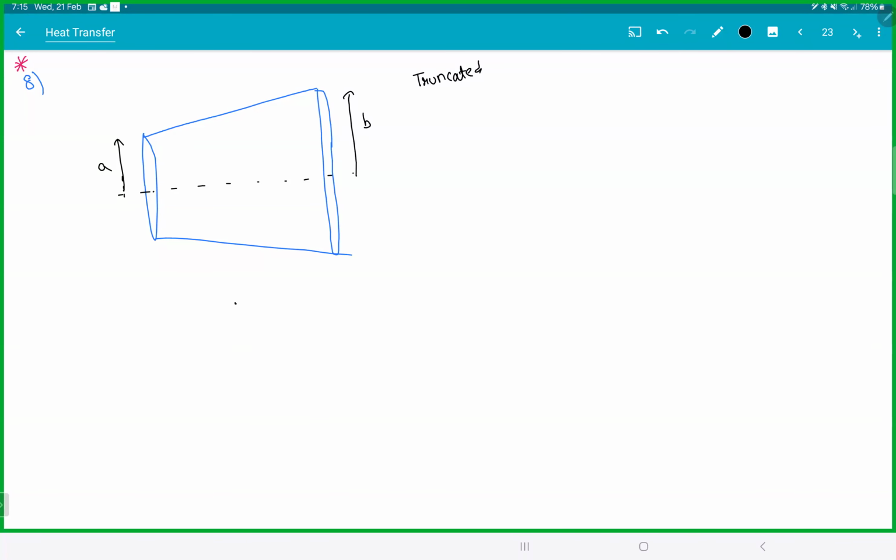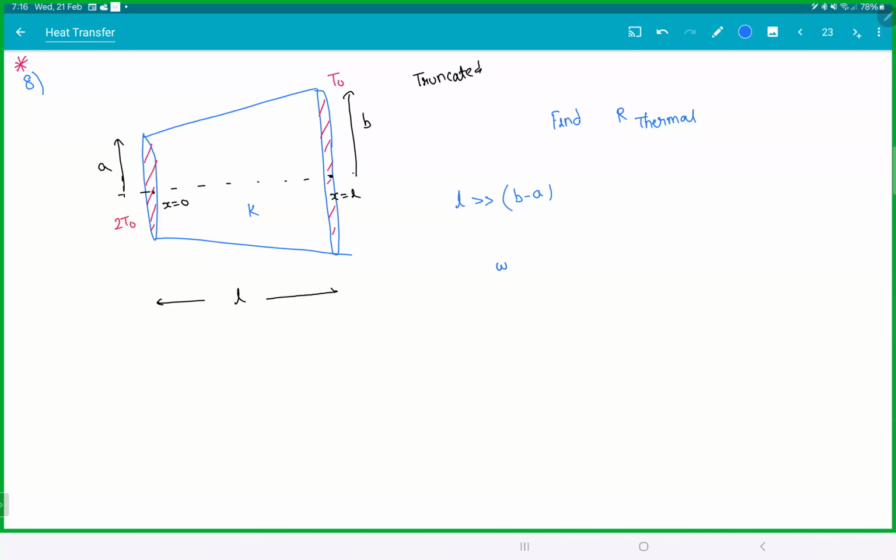So this point is at length L. This is x equal to 0 and this is x equal to L. Conductivity is K. This side temperature is 2T naught and this side temperature is T naught. Find the thermal resistance of this truncated cone. L should be much, much greater than B minus A.